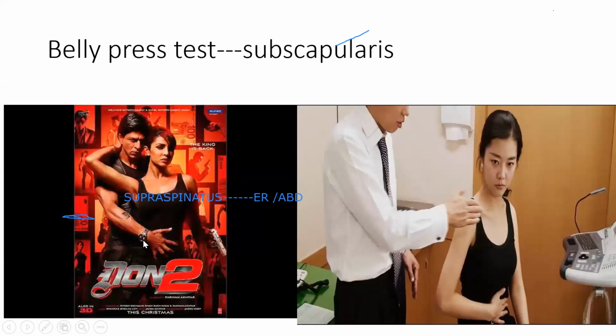This is a belly press test. The belly press test is for the subscapularis. You ask the patient to press her belly. This is an action of adduction and internal rotation. The subscapularis action is internal rotation and adduction, and while doing your belly press, you can do this adduction and internal rotation.